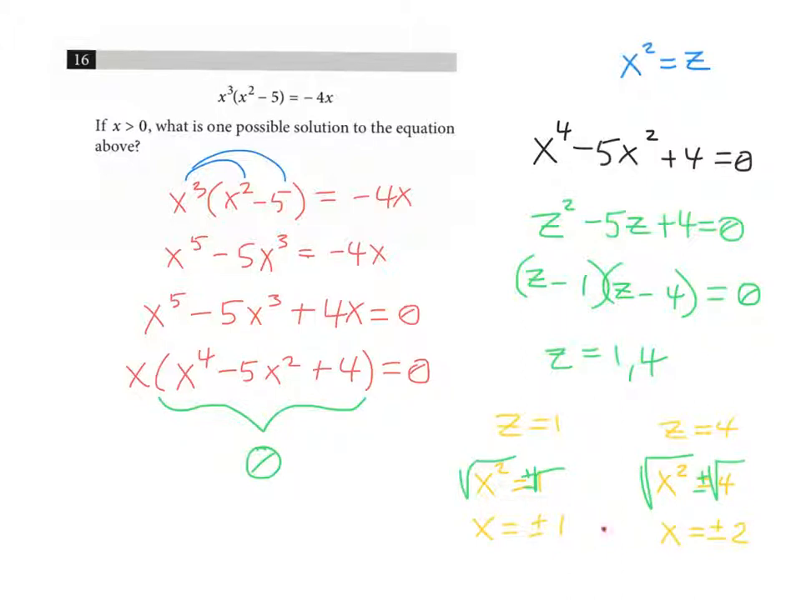All right, so hopefully that makes sense. So one possible solution is 1 or 2. Now let's really be clear. We're disregarding the negatives, right? So I'm going to blot those out with red because x has to be greater than 0. So it's either a positive 1 or a positive 2. The SAT would accept either of those, definitely.